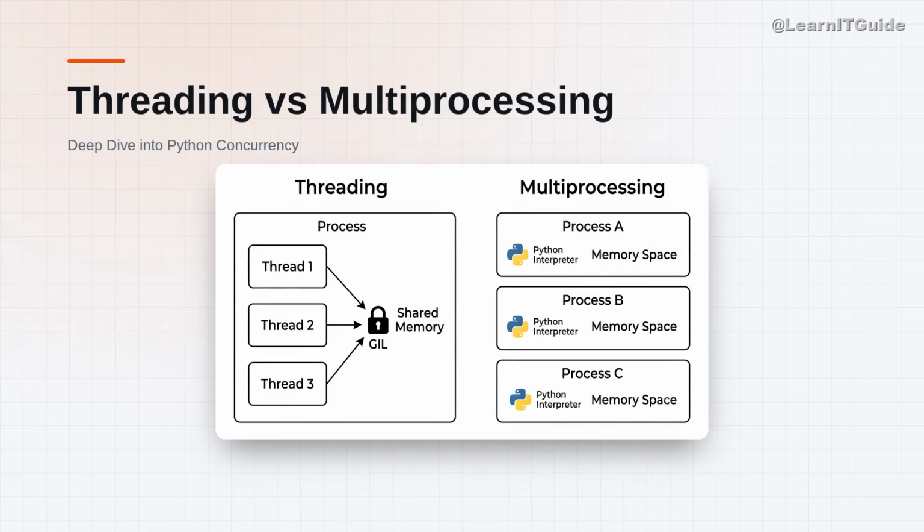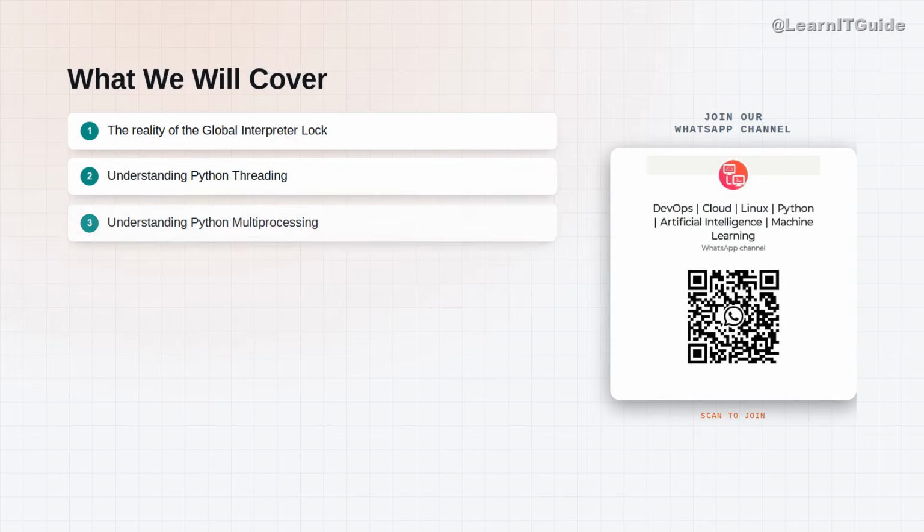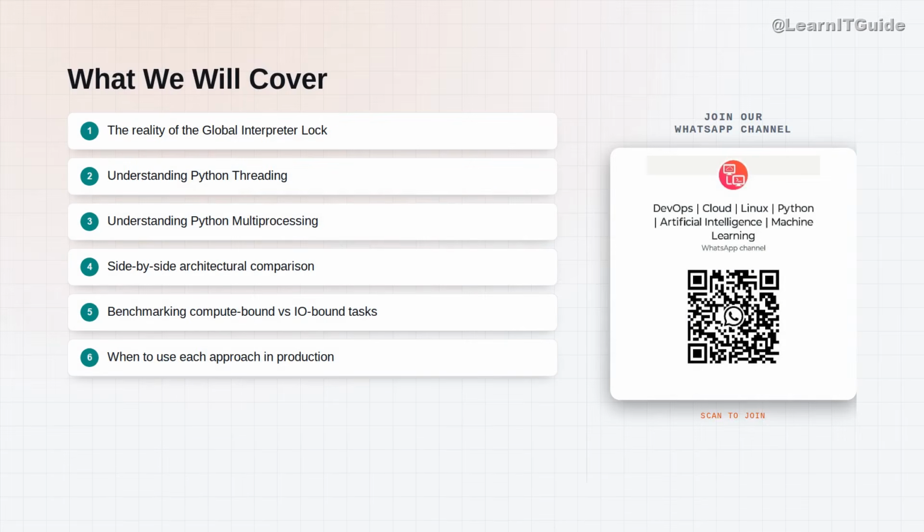Let us dive into the mechanics of Python concurrency. Specifically, we will cover the global interpreter lock, how threading works, the mechanics of multiprocessing, a side-by-side comparison, benchmarks for compute and I/O-bound tasks, and finally, a decision framework for your production projects.